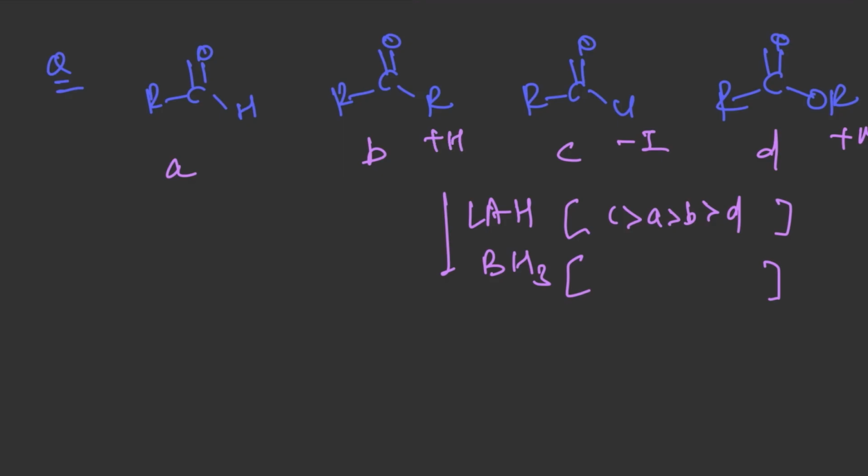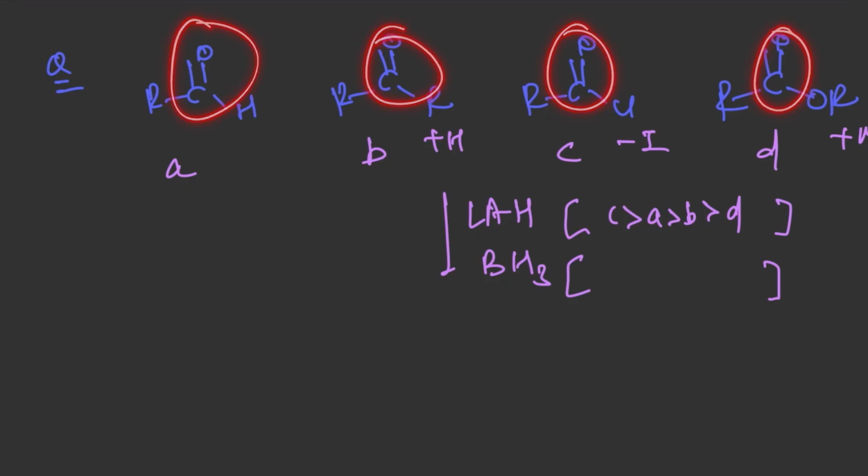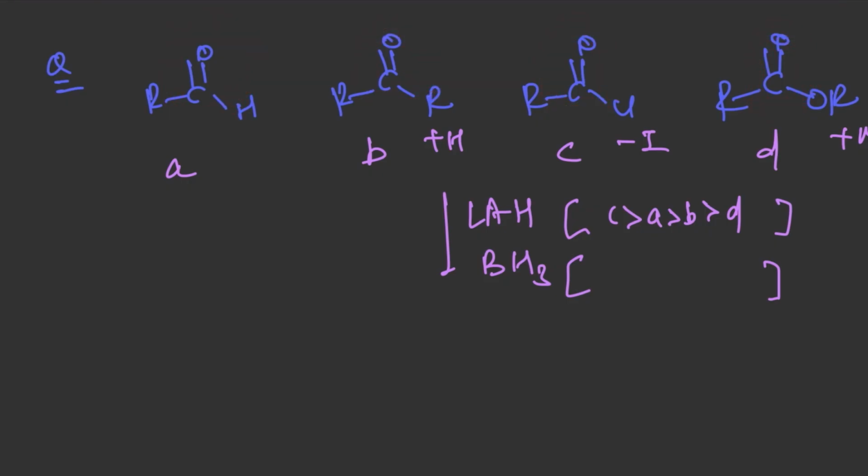So more the electron pulling power, more will be the rate of the reaction with LAH, because it is acting as a nucleophile here and it is going through a nucleophilic addition reaction. Now with BH3, the highest will be the one which is increasing electron density to that carbonyl part. So it will be D, then B, then A, and it won't react even with C. We have seen it doesn't react with C.